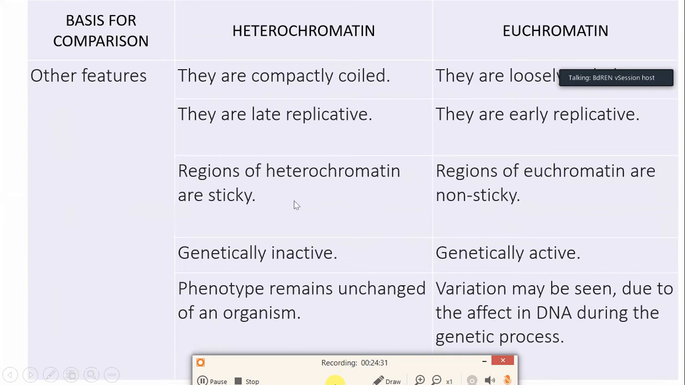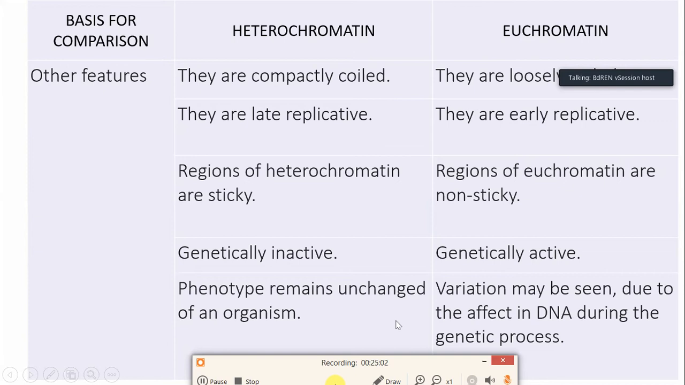Regions of heterochromatin are sticky. Regions of euchromatin are non-sticky. These are the properties. So that's why I'm not going more about this. They are genetically inactive. They are genetically active. Genetically inactive means they do not take part in the crossing over. They do not take part in protein synthesis. So that's why they are genetically inactive. They are genetically active.